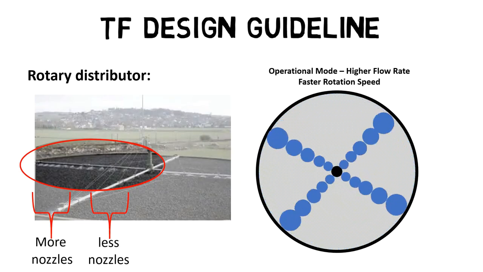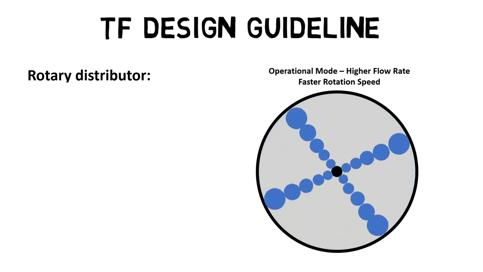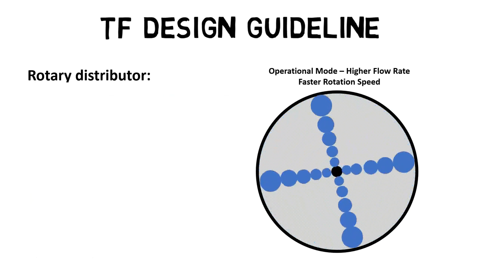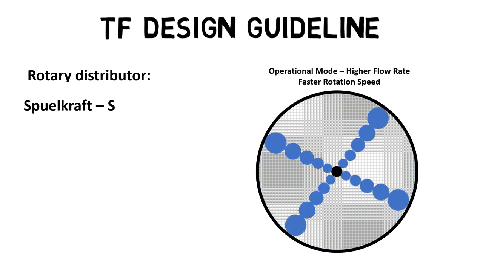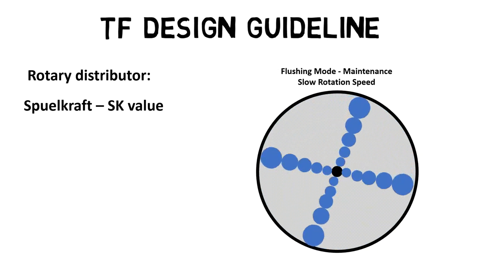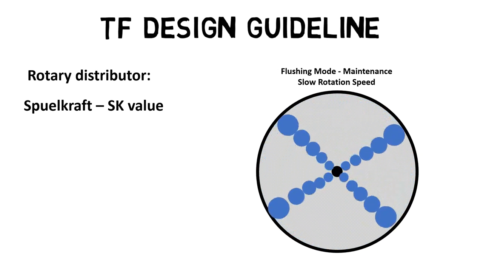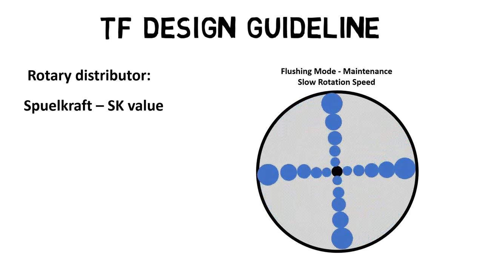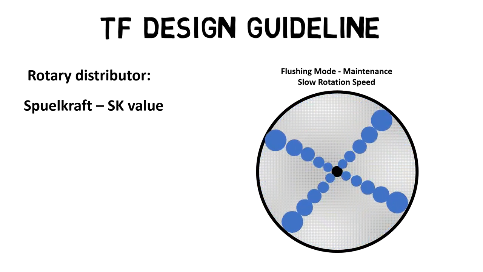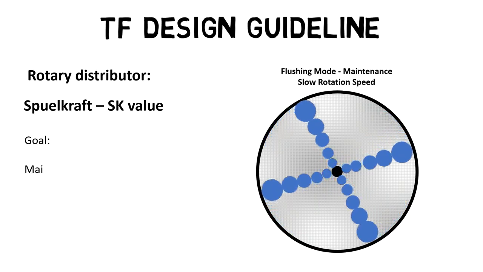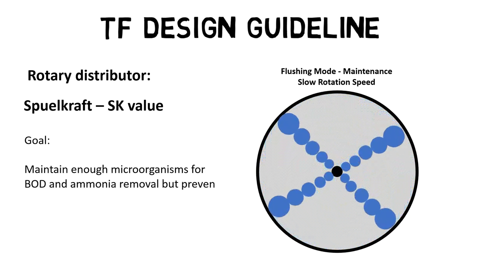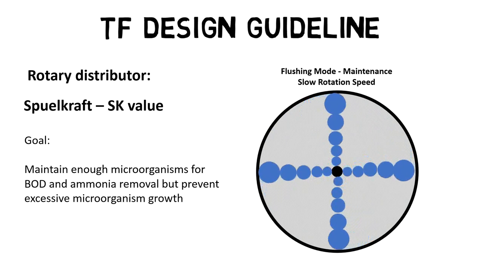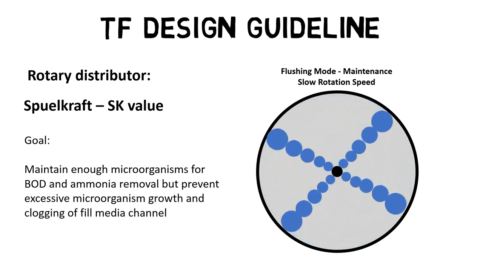Finally, the amount of water trickled above a certain plastic fill media area per minute influences the flushing effect, also known as Spülkraft or SK value. The higher the SK value, the thinner is the layer of microorganisms attached to the plastic fill media surface. The goal is to maintain enough microorganisms for BOD and ammonia removal, but to prevent excessive microorganism growth and clogging of fill media channels.